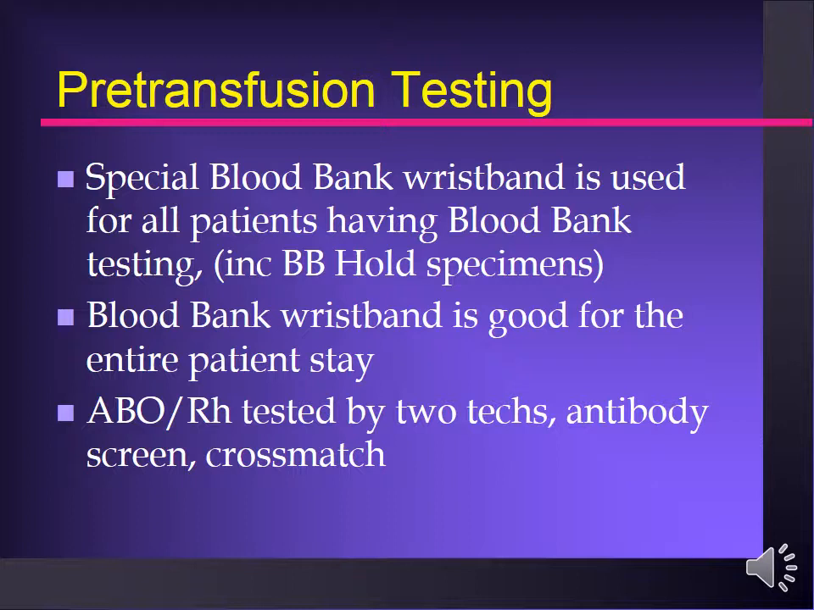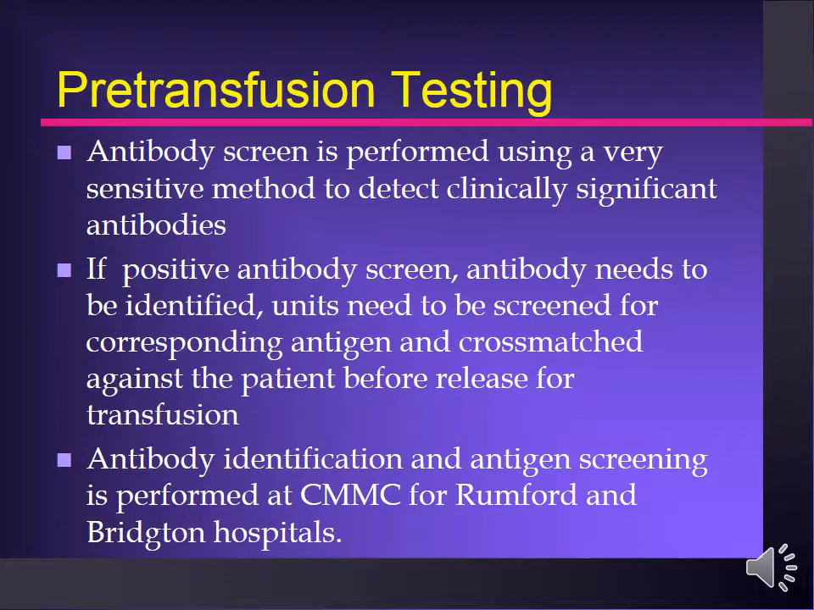The ABO and Rh is tested by 2 different techs when we receive a new patient. Then we do the antibody screen and then the cross match for red cells. The antibody screen is performed using a very sensitive method. We are looking for clinically significant antibodies.